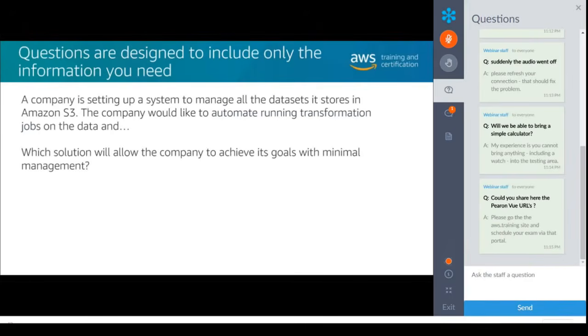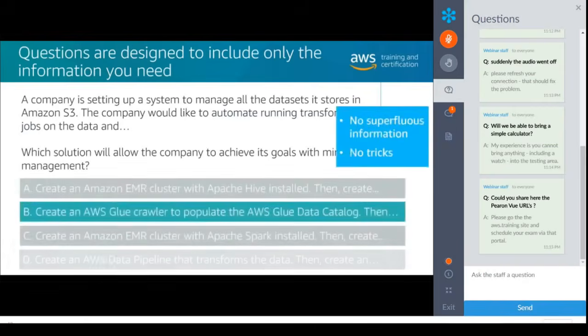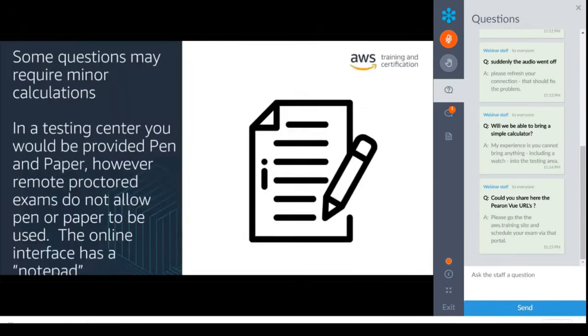But the thing is, we're not trying to fool you at all. If you look at this question here, a company is setting up a system to manage all data sets it stores in S3. The company would like to automate running transformation jobs on the data, and so on. So the point is, none of these details are distractors. The options we give you will contain distractors, but the actual scenario will not. All this information is necessary, and it will impact what you choose for your answer.